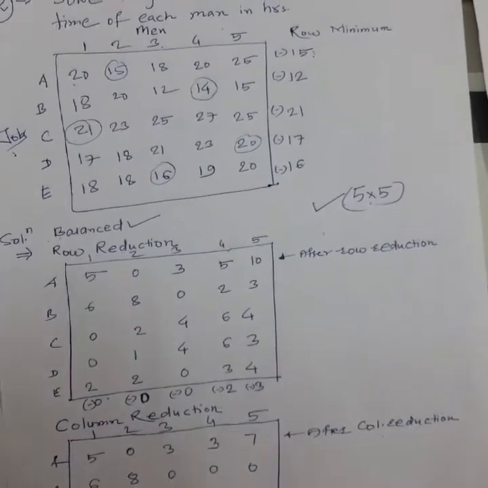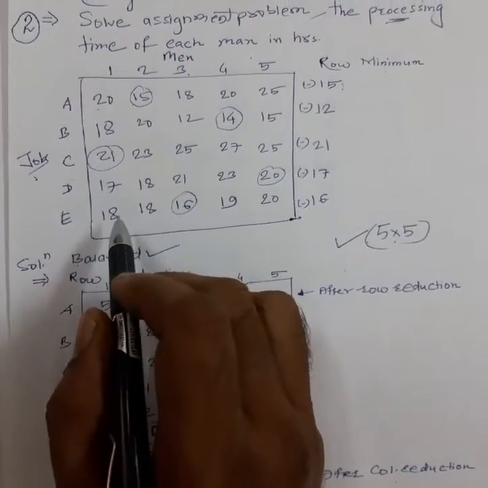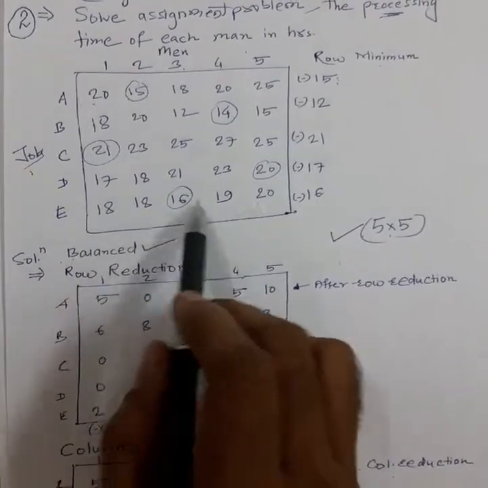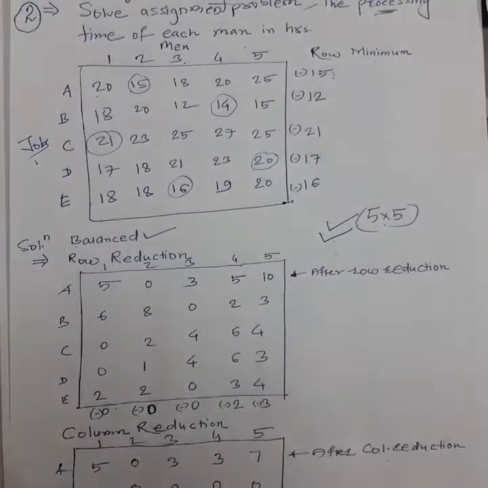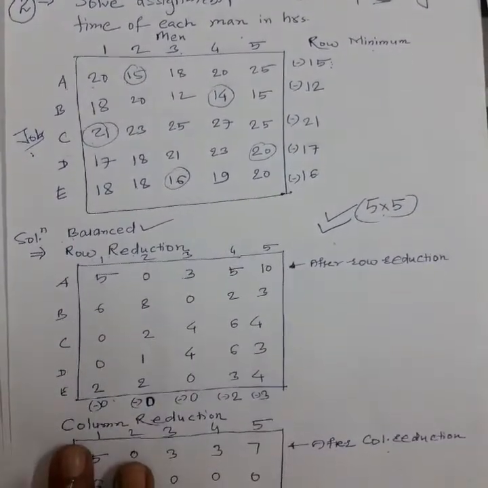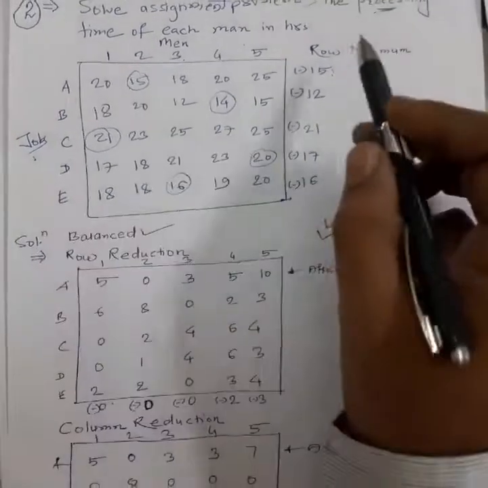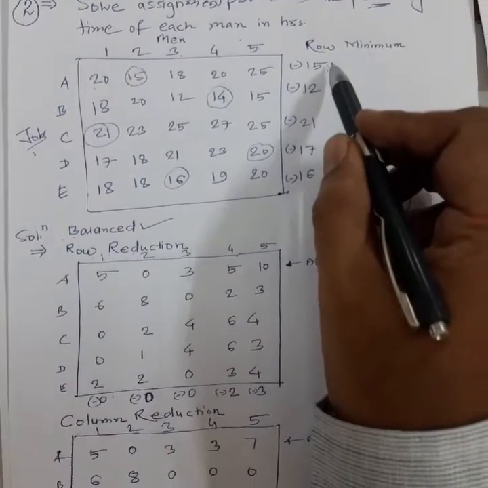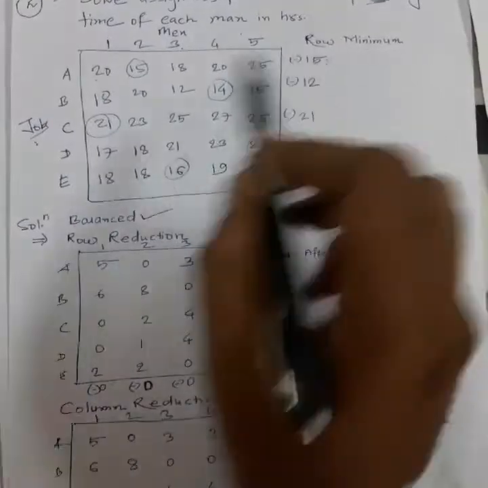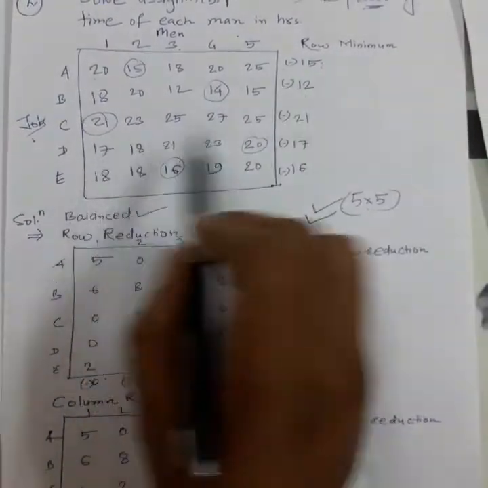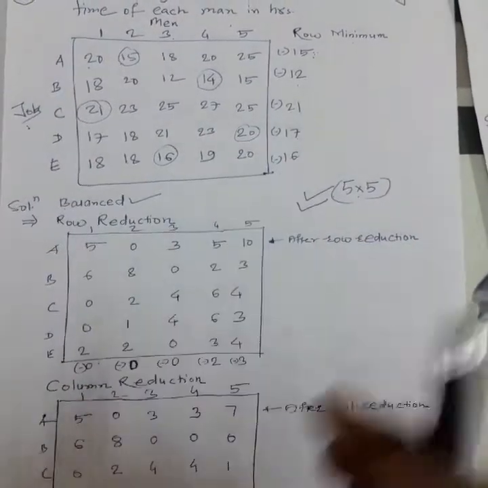Now the step 1 is, first of all, see whether the problem is balanced or unbalanced. This problem is balanced because there are 5 columns and 5 rows, 5 by 5. It's a balanced problem. Go for the second step, known as row reduction. Identify the smallest row element. In the first row you can see 15, second row 12, third row 21, fourth row 17 and fifth row 16.